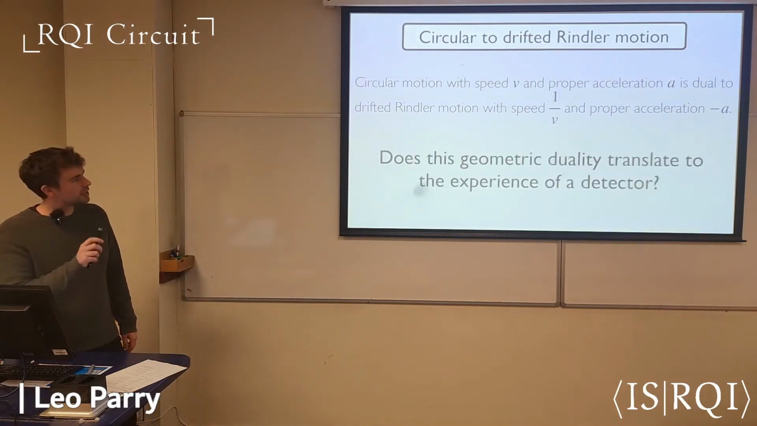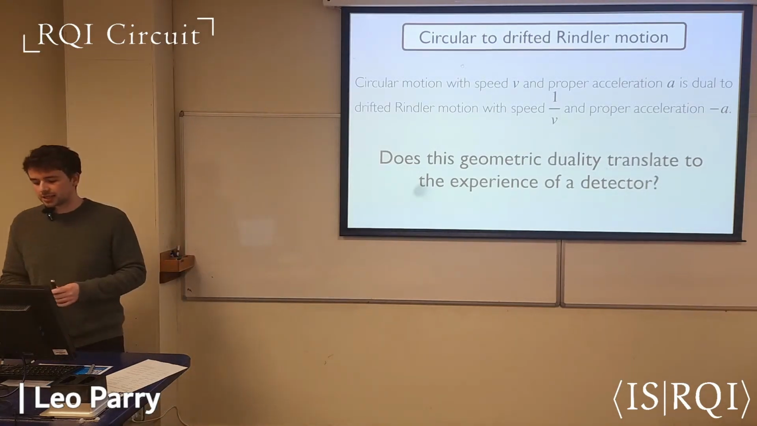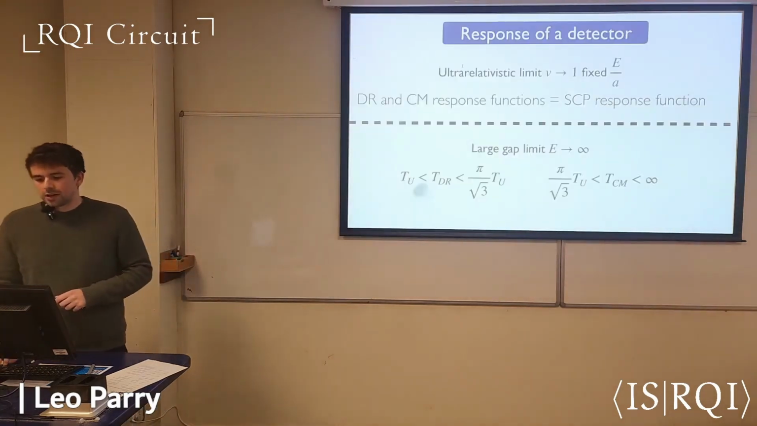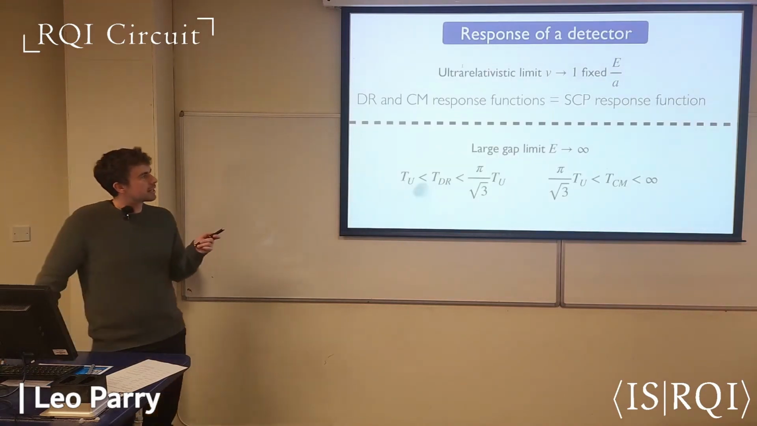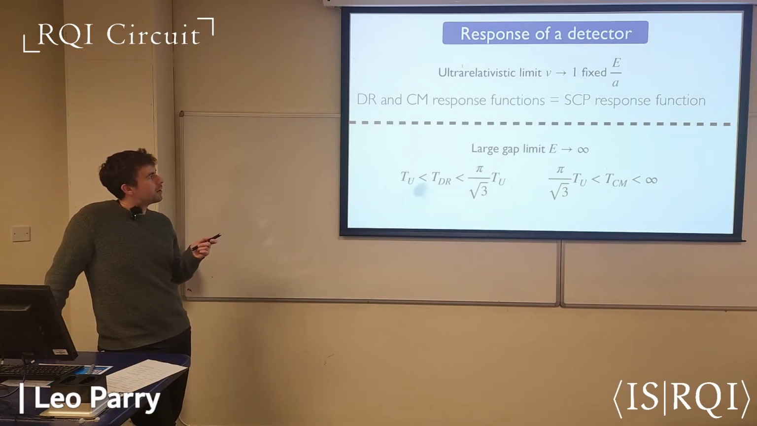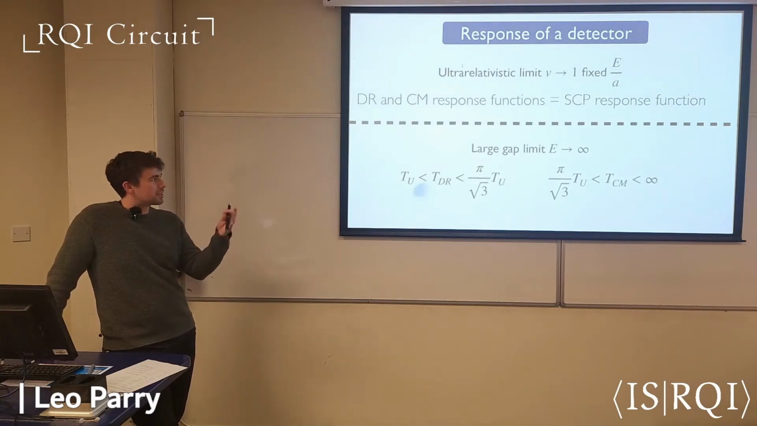So the question is, does this geometric duality translate to the experience of a detector? Yes and no is the answer. So in the ultra-relativistic limit, we found that the response functions for drifted Rindler and circular motion are precisely the response function for the semi-cubical parabola. Okay? And then, of course, the temperature is the same as well.